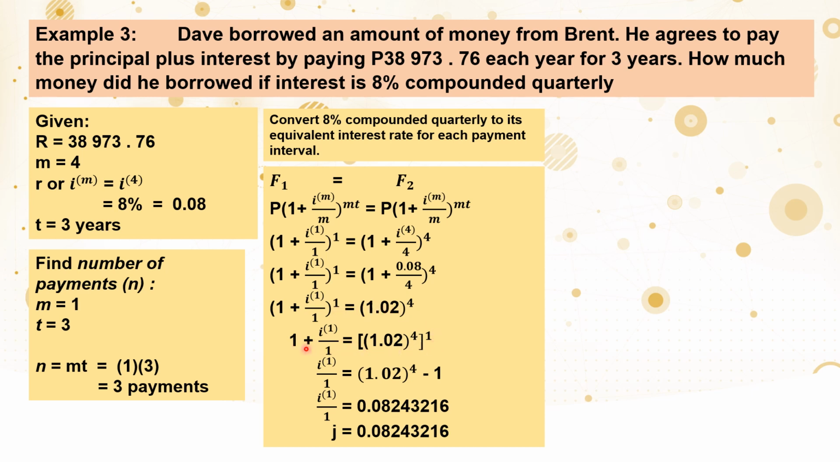So, ang natira na lang sa left side is yung nasa loob ng parenthesis na 1 plus I sub 1, I raised to 1 over 1. Now, simplifying 1.02 raised to 4 raised to 1 is 1.02 raised to 4. So, 4 times 1 is 4. And yung 1 dito ay kailangan nating ilipat sa right side. So, pag transpose natin yung positive 1, magiging negative 1.